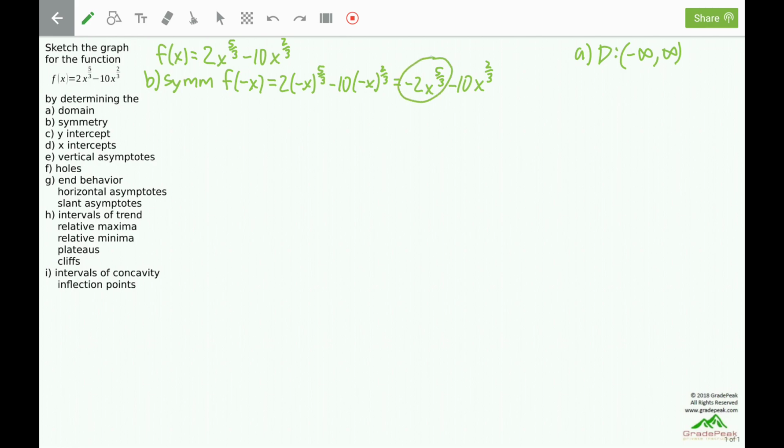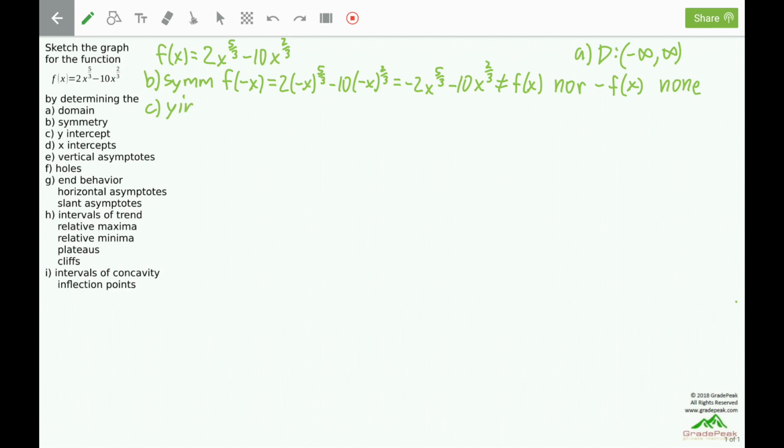Comparing the first term to the original, it is the opposite sign. And therefore, f of negative x does not equal the original function f of x, and so it will not have y-axis or even symmetry. Comparing the second term to the original, it has the same sign, so f of negative x also does not equal negative f of x, so it will not have origin or odd symmetry. So for symmetry, it has none.